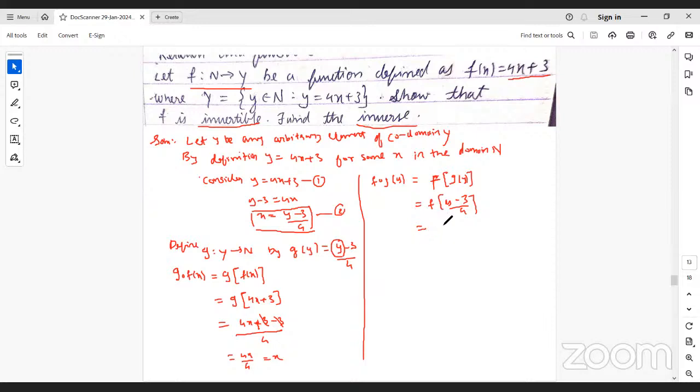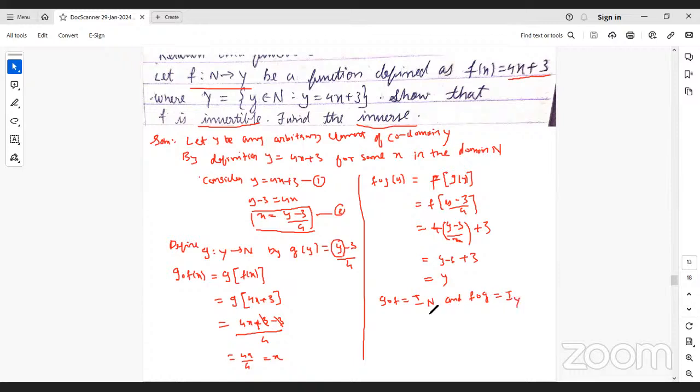So here we have 4 into, in place of x we replace it by y minus 3 upon 4, plus 3. Okay, so 4 and 4 will cancel. Next step we write y minus 3 plus 3, and minus 3 and plus 3 will again cancel off. So y will be equal to y. So we have shown g composition f is equal to I of x, and f composition g is equal to I of y.